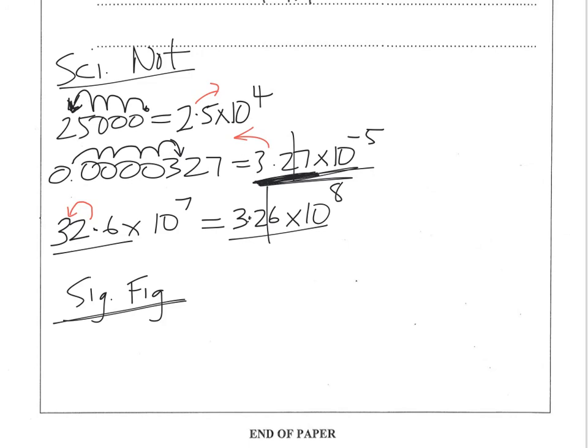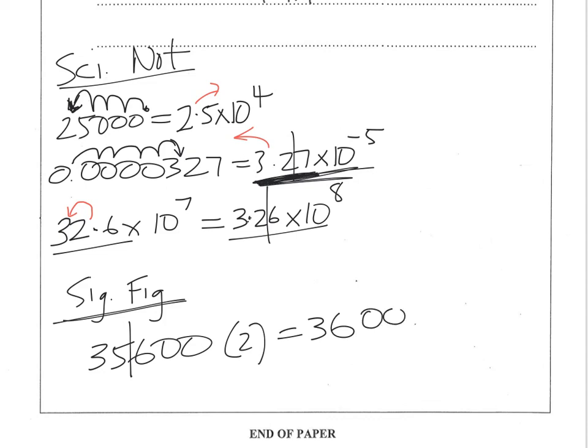So, significant figures, 3, 5, 6, 0, 0, round to 2 significant figures. So we are going to stop there. So what does the 6 do? It must round it up to the 6, and we replace the others with zeros.